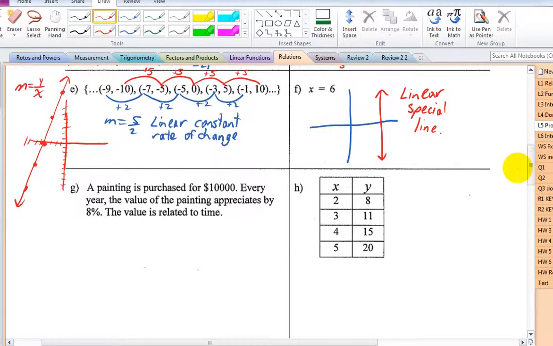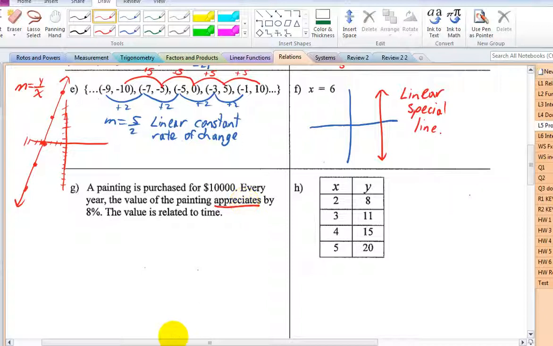G, painting. Please underline the word appreciates. Who can explain kind of how this is happening? What's the value at year 1? 10,000. What about year 2? What's the value start at? Does it start at 10,000 again, or does it go up? It goes up. Year 3, does the value of the painting go up again? It does. So we are changing the value of the painting each year.